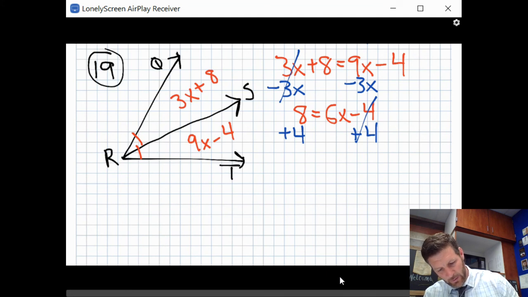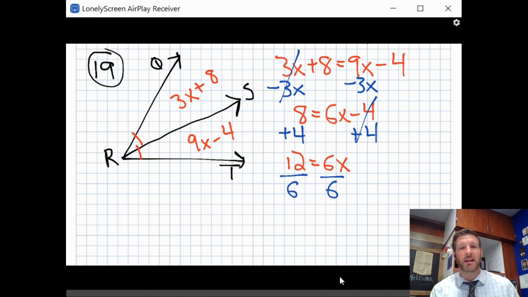So now we have 12 equals 6x. And we're going to divide by 6. It's the opposite of multiplying by 6. Hopefully you're doing enough of these. Again, they're getting in those reps that solving these equations, you can go a lot faster than maybe I'm going right now. So 6x cancels out, and 12 divided by 6 is 2.